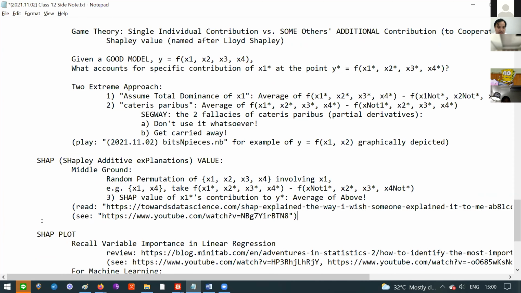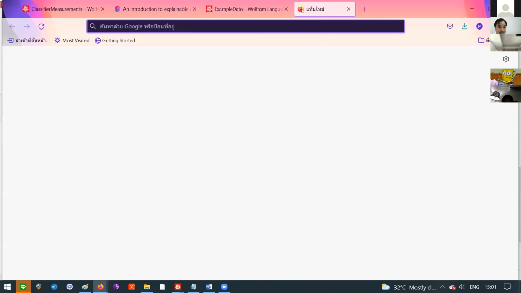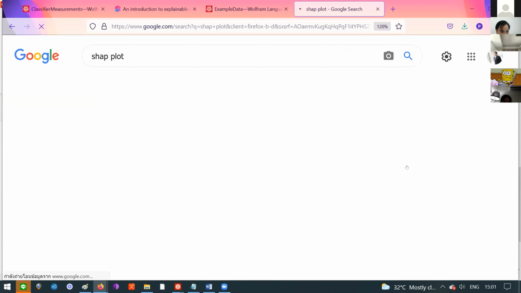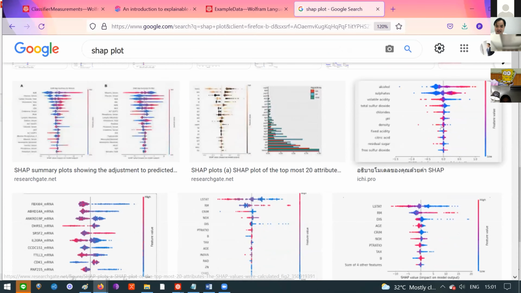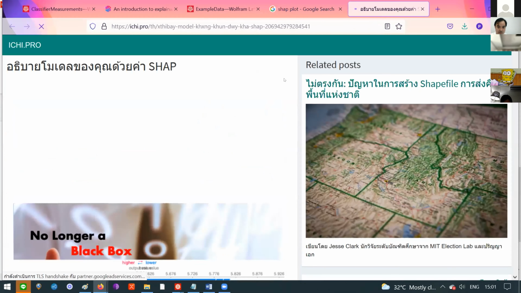Now, if I want to know x1 versus x2, x3, what I can do is take all the SHAP values. This is only the SHAP value at x star, right? This is only at x star and y star. So do this for all the y's and all the x's, and then you do what's called a SHAP plot. Let me see if I can find it on the internet. Yeah. Now it's going to look like this.